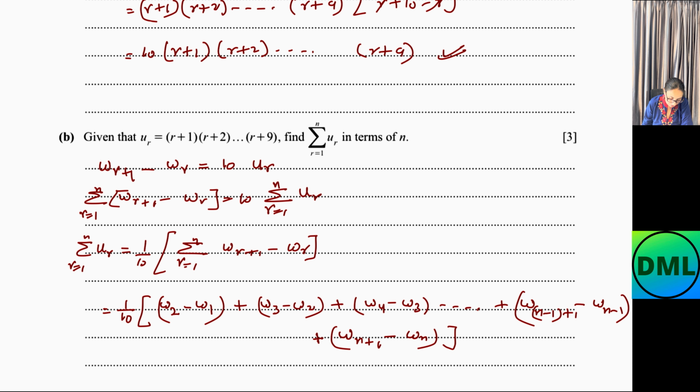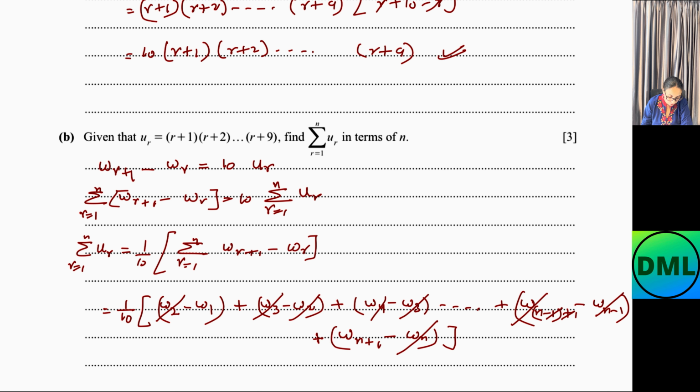Let's see that W2 gets cancelled with negative W2. W3 will also get cancelled. This will be written as W_N, so W_N will be cancelled with minus W_N. W_(N-1) will also get cancelled with the previous one. W4 will also get cancelled from the next one.